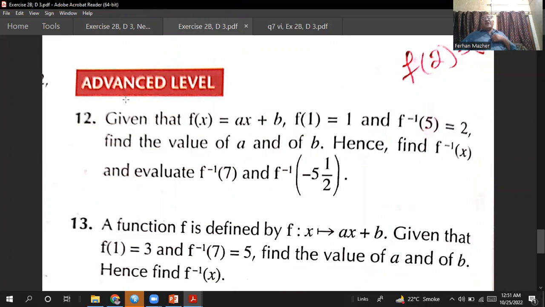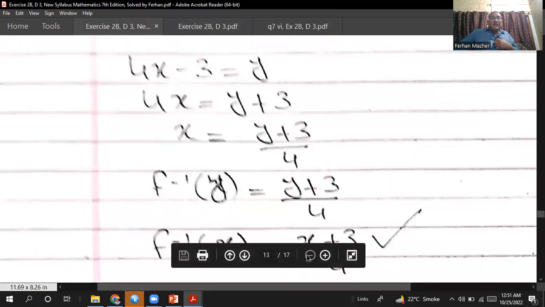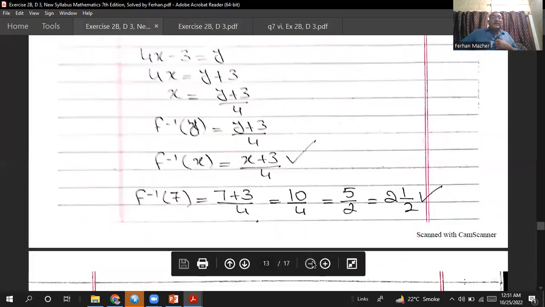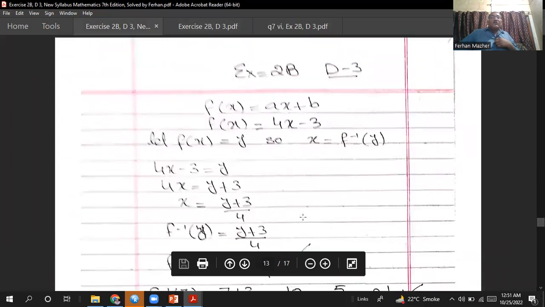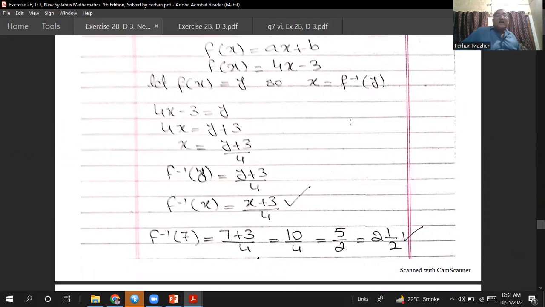Then they want me to find out the f inverse of x. Let me reduce the size so you can see. So f of x will become 4x minus 3. Now let f of x equal y, so x will be equal to f inverse of y. 4x minus 3 is equal to y. So 4x will be equal to y plus 3. So x will be equal to y plus 3, the whole thing divided by 4. Now x is equal to f inverse of y. So f inverse of y will be equal to y plus 3 divided by 4.